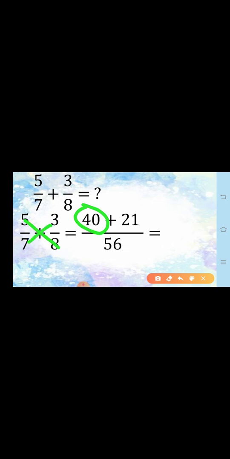7 times 3 is equal to 21. So we get the 21. And then 7 times 8 is equal to 56. So we get 40 plus 21 over 56. Okay? So we have the final answer of 61 over 56, since we use the cross multiplication.